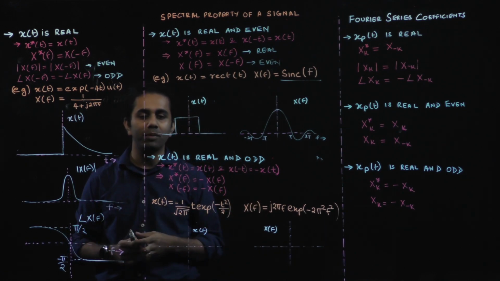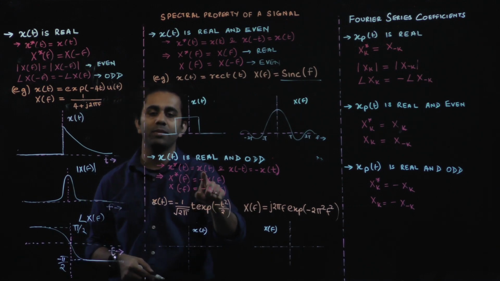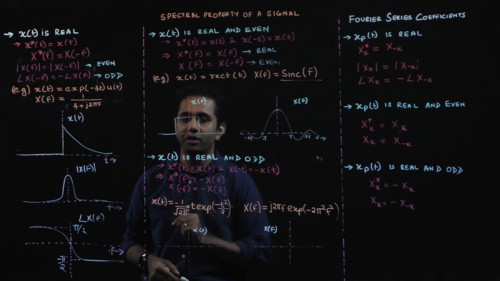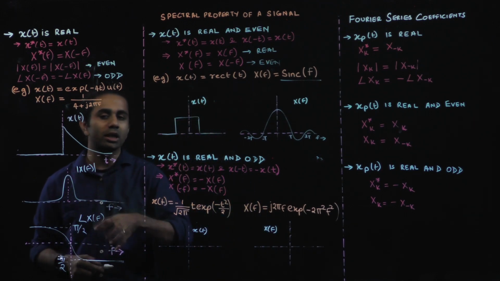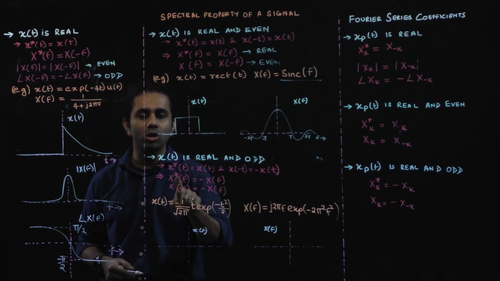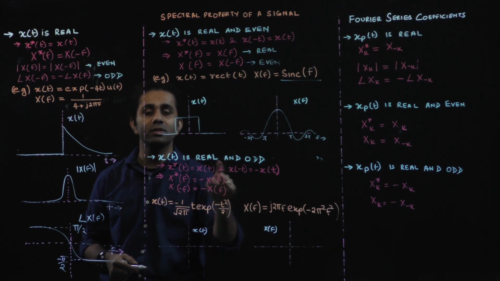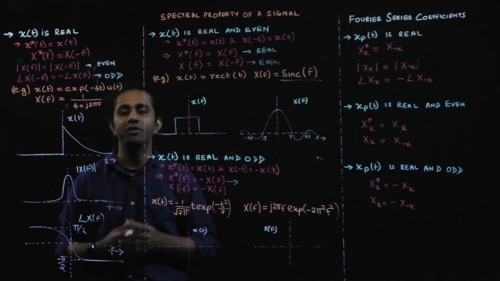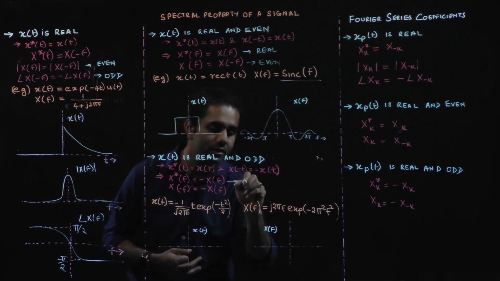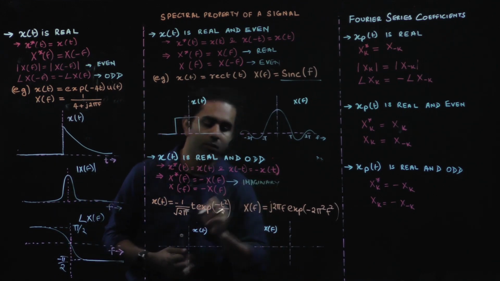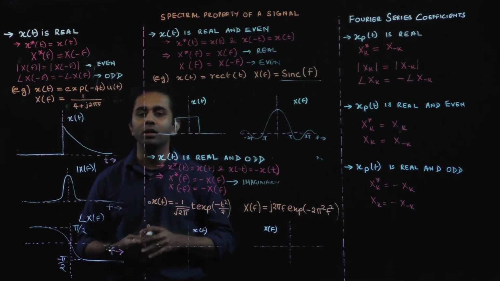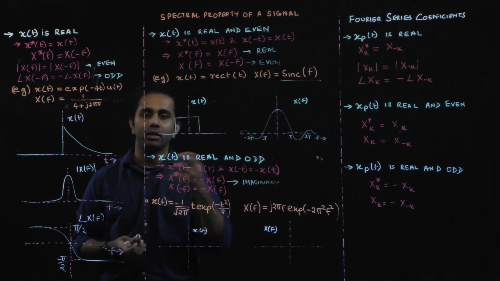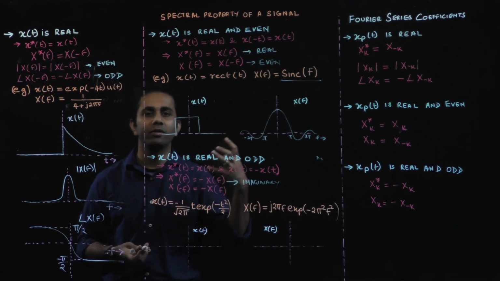The third condition is if x of t is real and it is odd. So what that implies is that my x conjugate of t is the same as x of t, but x of minus t now is equal to minus x of t. The corresponding Fourier transform relationship is that x conjugate of f is equal to minus x of f. This will only happen if my x of f is purely imaginary, which means there would be no real term, but we will only have imaginary terms, or something always multiplied with j.